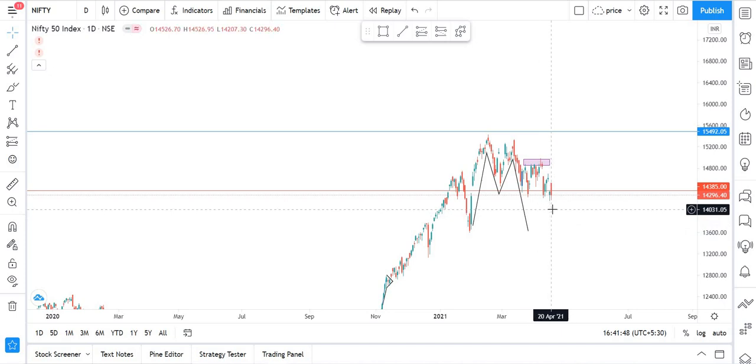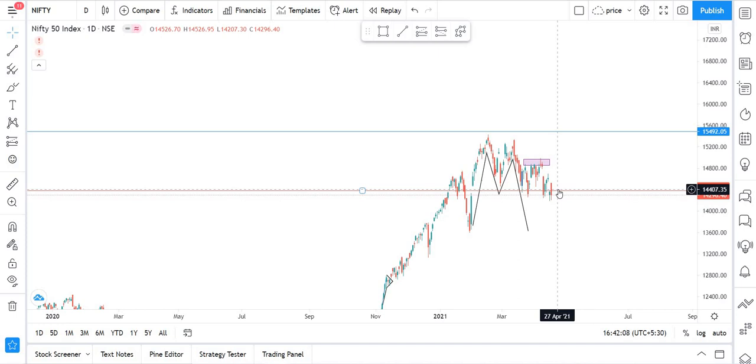Again, you can see two continuous closings below this level. So yeah, again a bearish sentiment we can see today also in the market. This is also bearish sentiment as of now. We can see two continuous downside closings below this resistance line. So yeah, the market is now coming below this line, which was previously support.